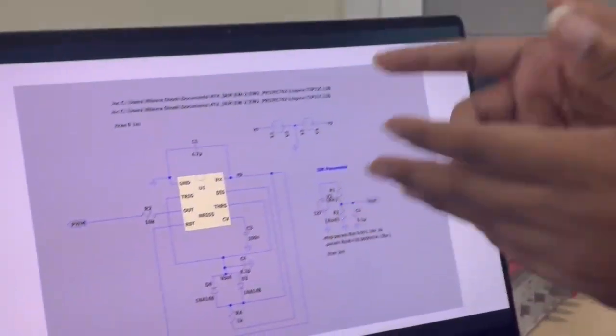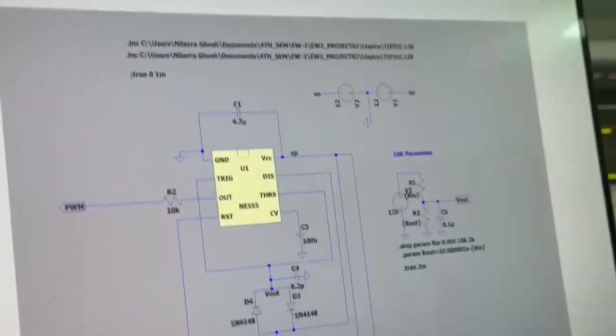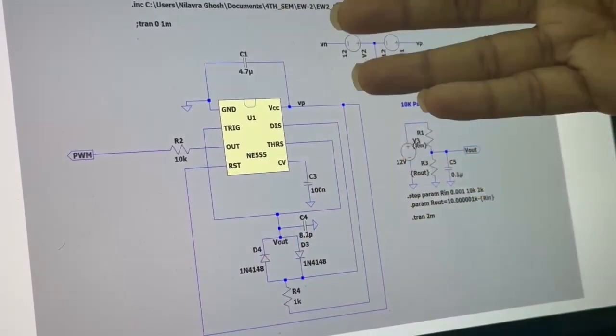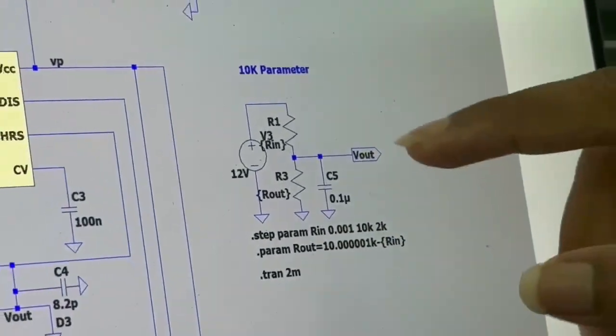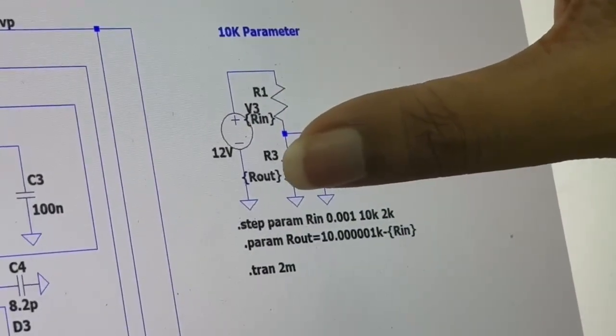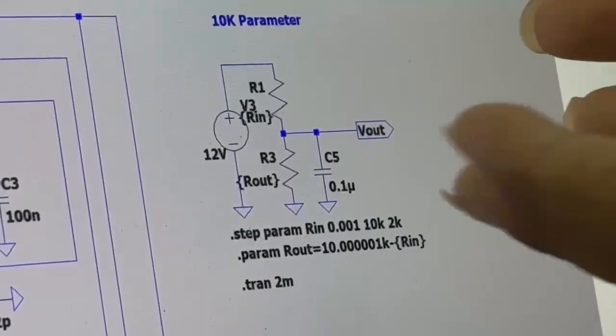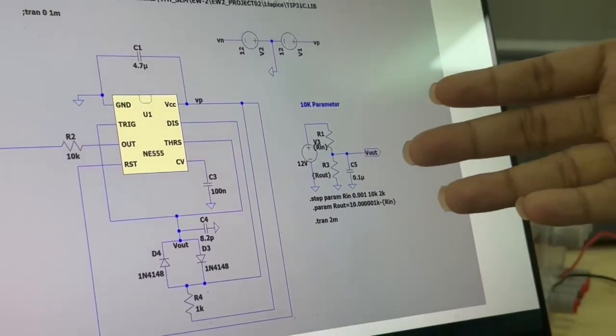In LTspice, the 555 timer module was used in the circuit we were implementing. Then came the part for the potentiometer, which was supplied with 12 volts, with RA and R out, and we took the voltage at a certain point, which was V out.